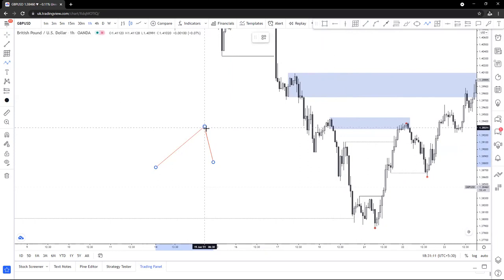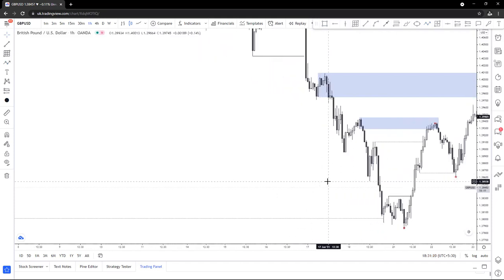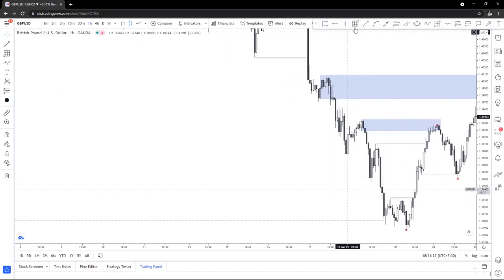So now, where will this higher high form? If you know that, you can do ping pong all day long. Where will this form? Once a major high or low has been taken out.